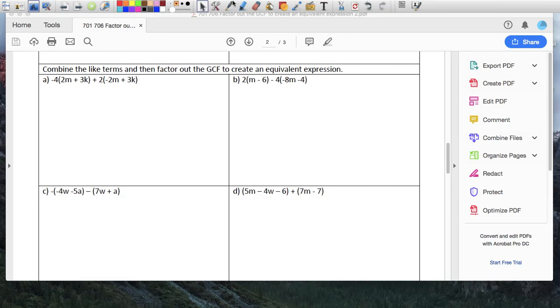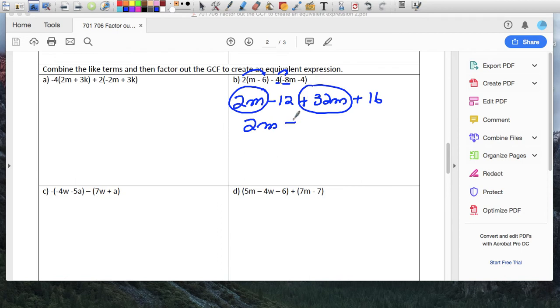So, next one. 2 times m is 2m. Positive times a negative is a negative. 2 times 6 is negative 12. Negative times a negative is a positive. 4 times 8 is 32m. Negative times a negative is a positive, and 4 times 4 is 16. Let's combine some terms. So it's 2m plus 32m minus 12 plus 16. 2m plus 32m is 34m. Negative 12 plus 16 is going to be plus 4.